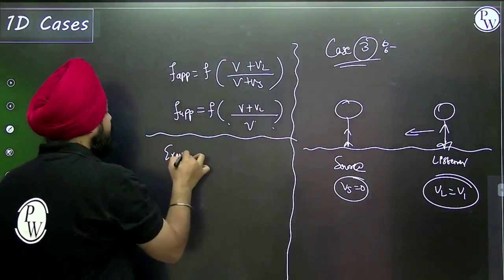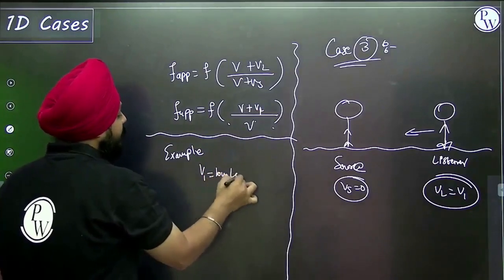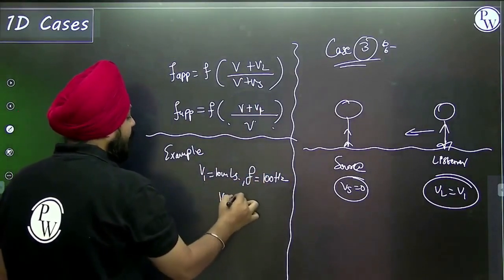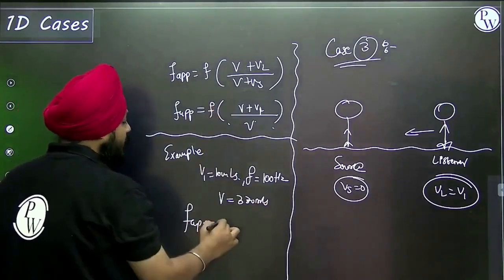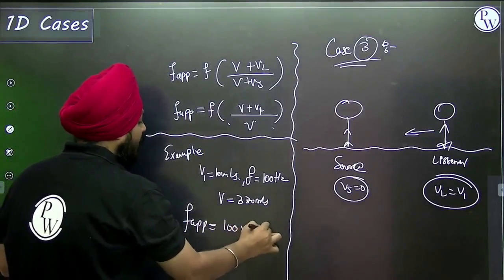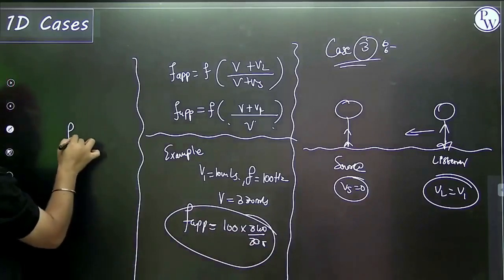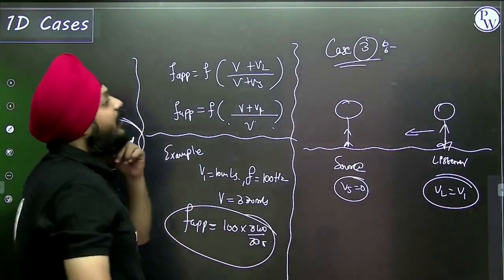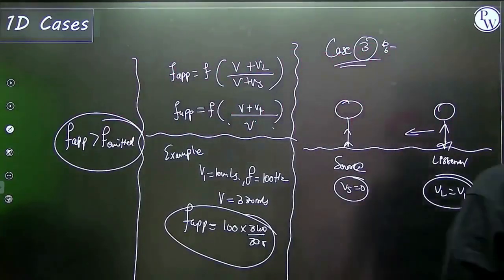Let's take an example to understand this. Suppose the listener is moving with 10 meter per second. The frequency of the sound that is emitted is 100 hertz. The velocity of the sound in the air is 330 meter per second. What is the apparent frequency according to this formula? That is 100 into 340 whole divided by 330. If you analyze this equation, F apparent is greater than F emitted.